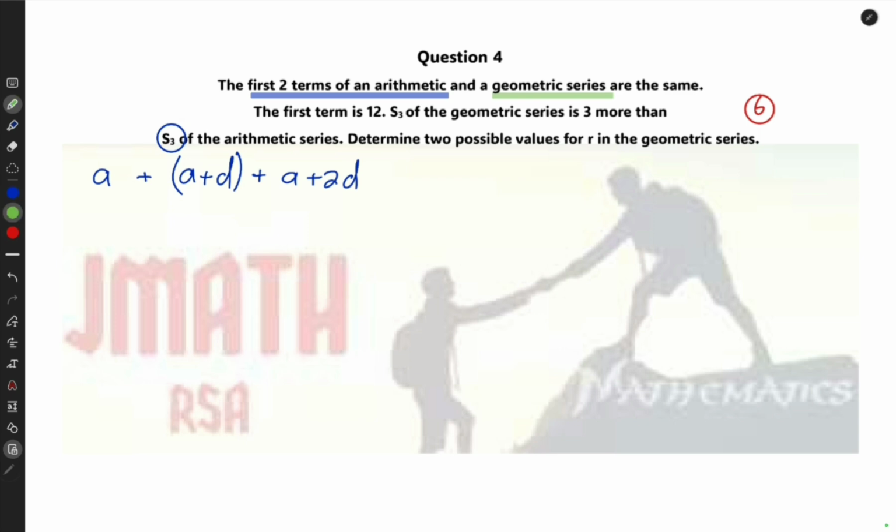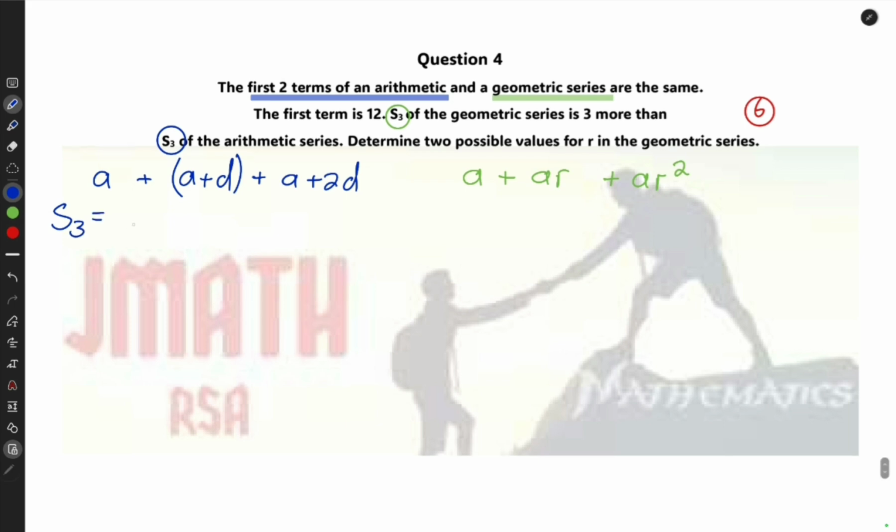Now if I go for geometric, term 1 would be equal to a. Term 2 would be equal to a times r to the power 1. And term 3 would be equal to ar squared. So that's the S3 they're talking about there. Okay, so now if I simplify a little bit, S3 arithmetic would be equal to, there's 3 a's there, so it's 3a plus 3d. Okay, that simplified nicely. And then with the other one, I can't add that. So that's just going to be S3 is equal to that.